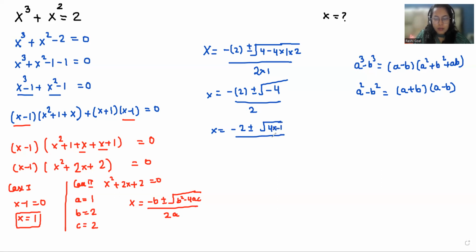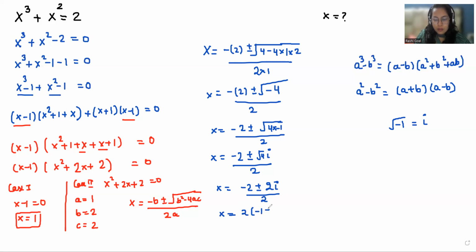So x is equal to minus 2 plus minus under root, we can write it as 4 multiplied by minus 1, divided by 2, and the square root of minus 1 we can call iota. So x is equal to minus 2 plus minus under root 4 i divided by 2. So x is equal to minus 2 plus minus 2i divided by 2. If I take 2 common, minus 1 plus minus i, the 2 cancels out. So the value of x is minus 1 plus iota or minus 1 minus iota.